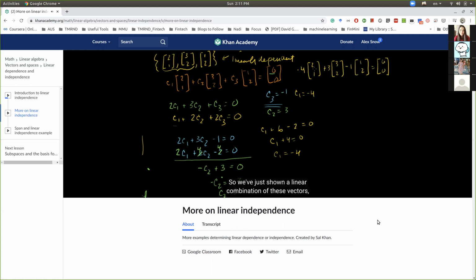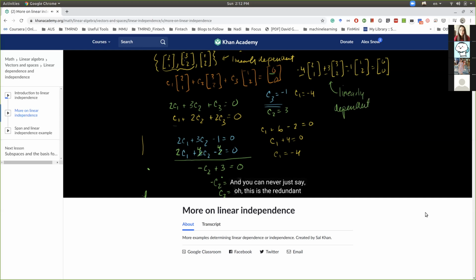So we've just shown a linear combination of these vectors where actually none of the constants are 0, but all we had to show is that at least one of the constants had to be non-zero, and we actually showed all 3 of them were. But at least one of these had to be non-zero, and I was able to satisfy this equation. I was able to make them into the 0 vector. So this proves that this is a linearly dependent set of vectors, linearly dependent, which means one of the vectors is redundant.